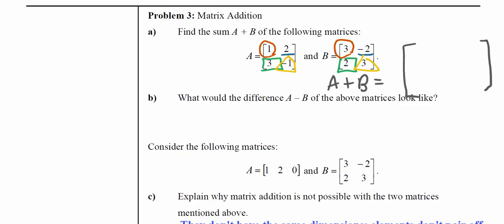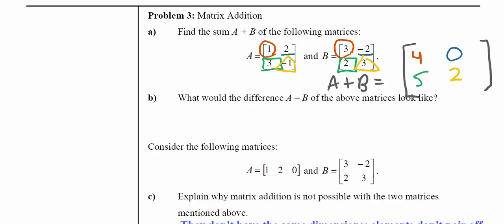So A plus B then becomes 4, 0, 5, and 2. And that is A plus B.